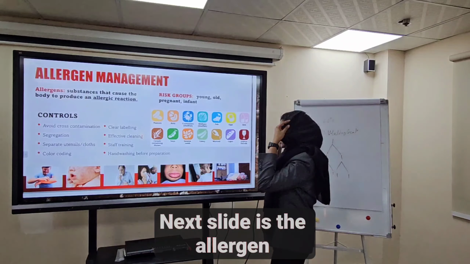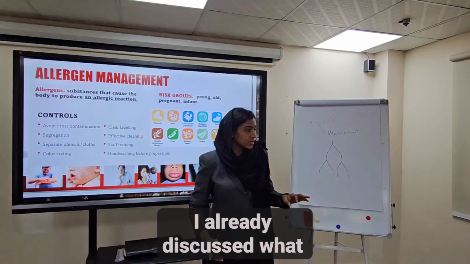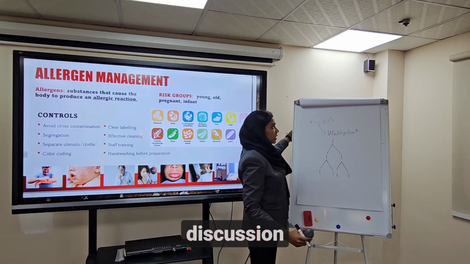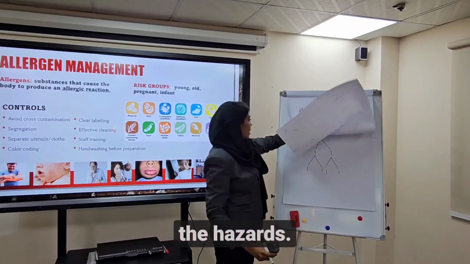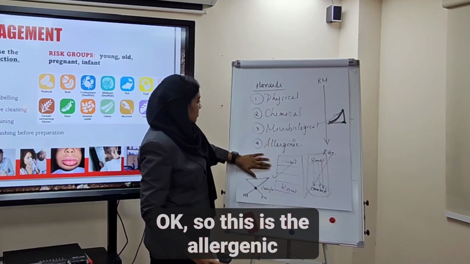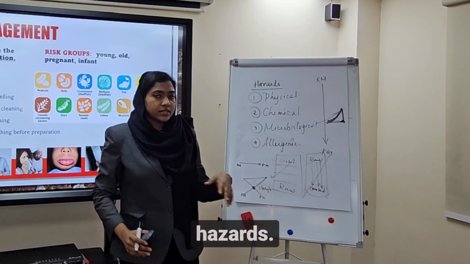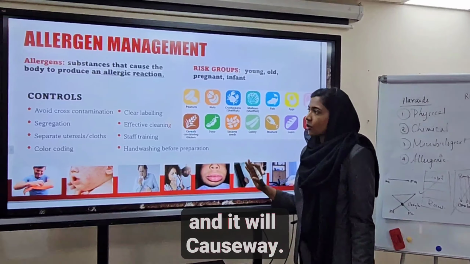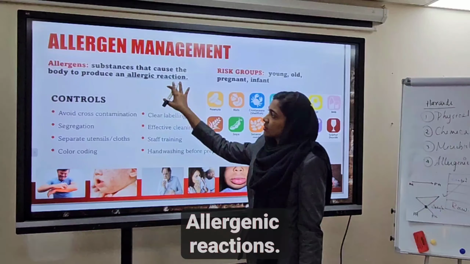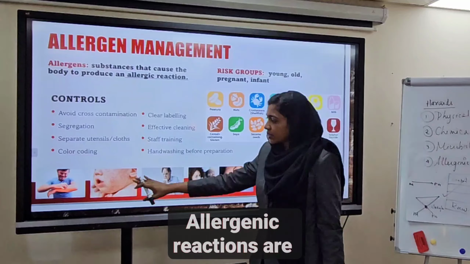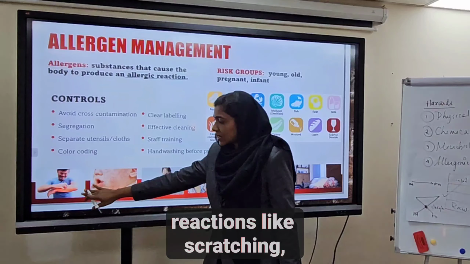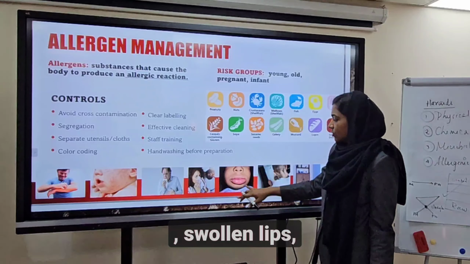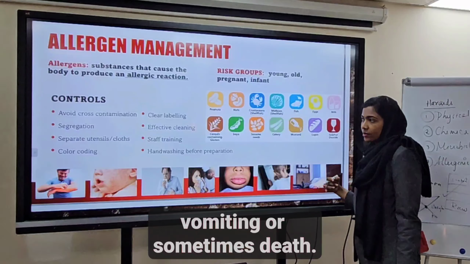Next slide is the allergen management. I already discussed what allergens are in the previous discussion when we were discussing the hazards. Okay, so this is the allergenic hazards. There are certain compounds that are allergenic to people and they will cause allergic reactions. Allergic reactions are reactions like scratching, itching, rashes, cough, sneezing, swollen lips, vomiting or sometimes death.